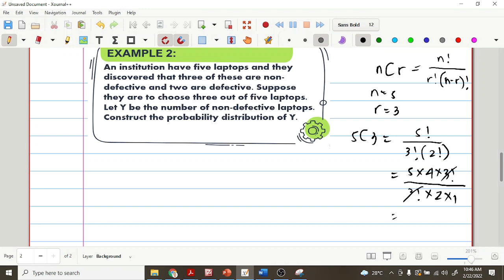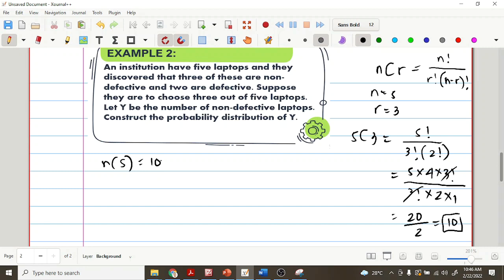Okay, so this will be 5. Ang naiwan na lang sa taas ay 5 but 4. So 5 times 4 is 20. And then 2 times 1 is 2. 20 divided by 2 is 10. So therefore, number of possible outcomes ni random experiment ay 10.